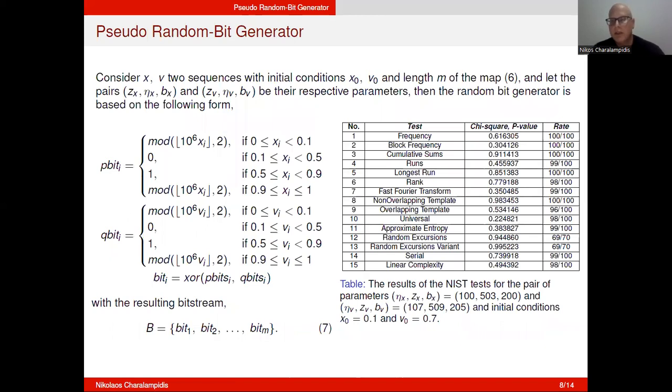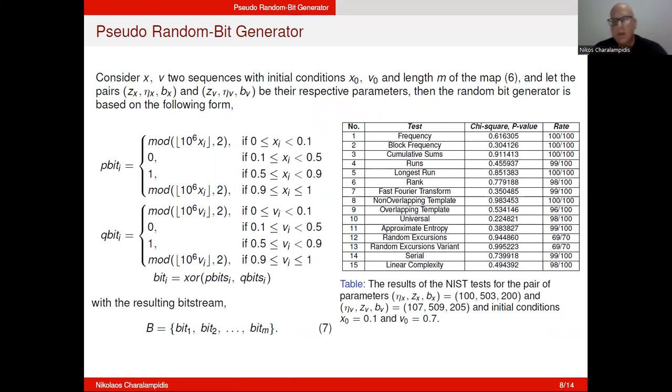Now I'm going to present to you how we use this map in order to construct a pseudo-random bit generator. First, we consider X and V chaotic sequences of length M, and then the random bit generator is based on this following form. We use the P bit rule and the Q bit rule in order to obtain 1 bit. And after we obtain all the bits we desire, the M bits we desire, we finally have our resulting bit stream.